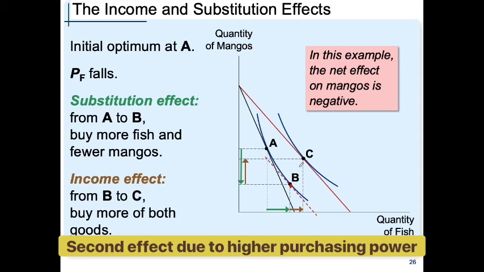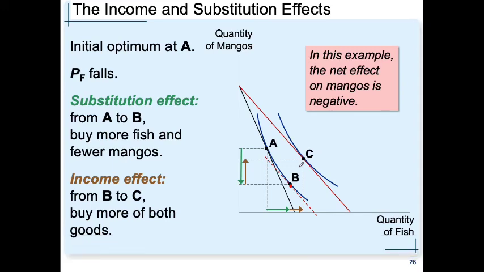But since in this case mango was an inferior good, the total quantity demanded of mangoes has gone down anyway, and there is a negative effect on mangoes ultimately.